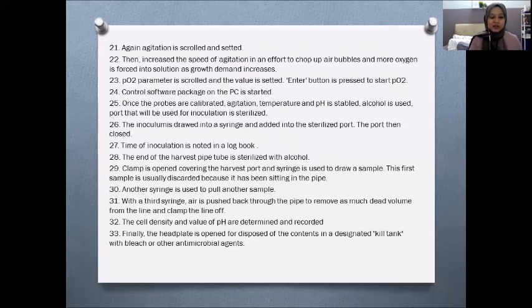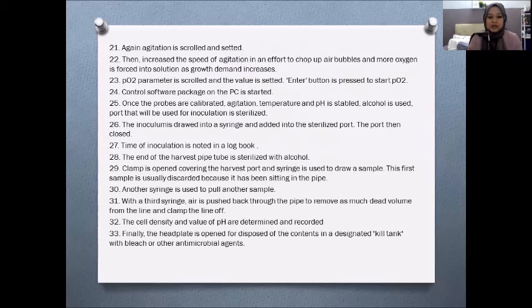And then the end of the harvest pipe tube is sterilized with alcohol. The clamp is opened, uncovering the harvest port. A syringe is used to draw a sample. This first sample is discarded because it has been sitting in the pipe. So another syringe is used to take another sample. With the third syringe, air is pushed back through the pipe to remove as much dead volume from the line as possible, and the line is clamped off.